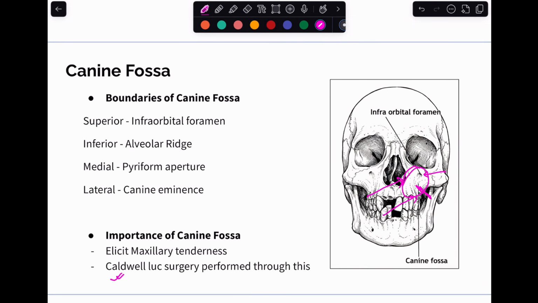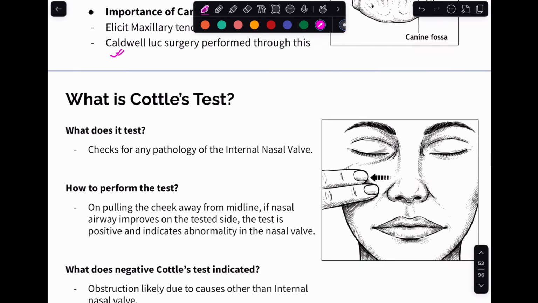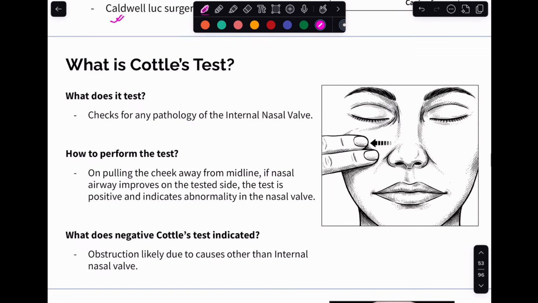Next, after the sinus tenderness, we have moved on to do the functional tests of the nose. Now, when we performed Cottle's test in our case over here, there has been no improvement. This was a negative Cottle's test. Now, before that, we need to know what is Cottle's test, how do you do Cottle's test, and what are the interpretations that you get from it. So let's look at the image over here. Cottle's test is a test that we do to check for any pathology of the internal nasal valve area.